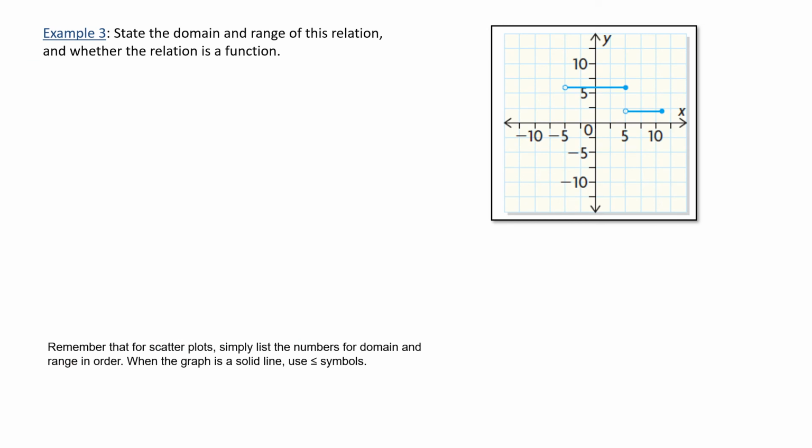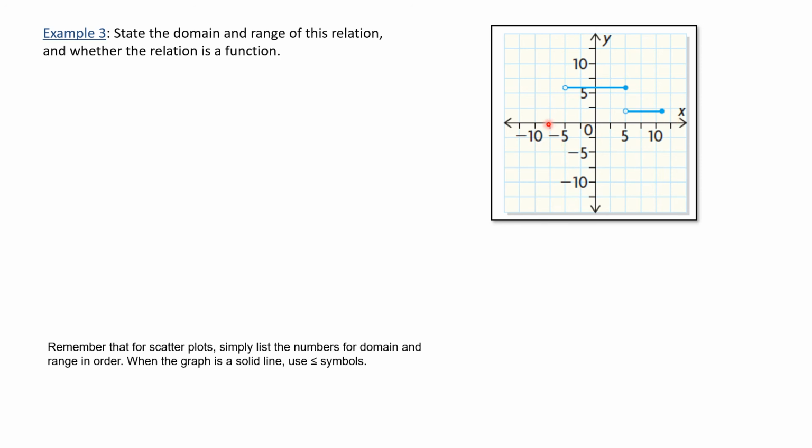Example 3 is our last example. State the domain and range of this relation and whether the relation is a function. This is a real weird one. Look at this picture here. It doesn't look like a parabola or even the square root one that we drew. It looks like a line, but it's even more different than that. But this is called a step function. You can see it being a step, step, step. We've got two pieces of a step function here.